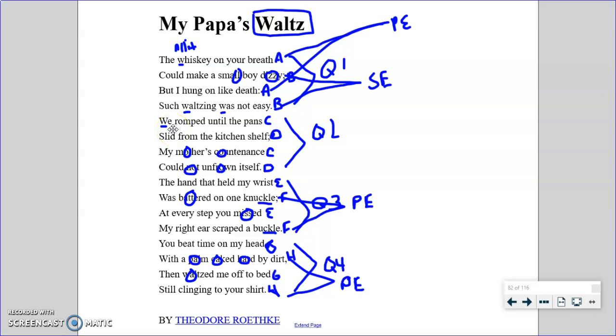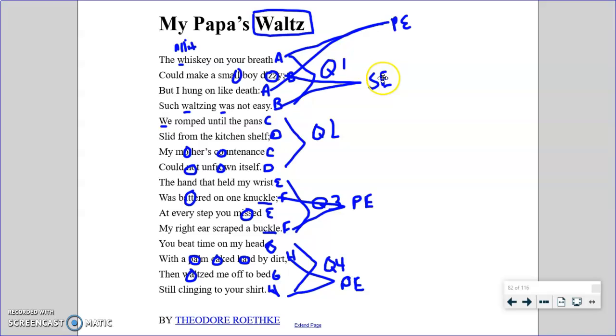Words like mother's countenance, could not unfrown, we see the O repeating. That's an example of assonance. The double T in battered, the C, the K, and the L in the words knuckle and buckle, that's an example of consonance. The A in palm, caked, hard, that's an example of assonance. So throughout this poem, Roethke is using sound devices expertly, right? Looking at the rhymes, we have perfect end rhyme with breath and death.